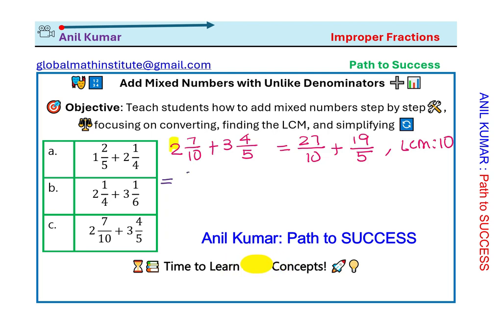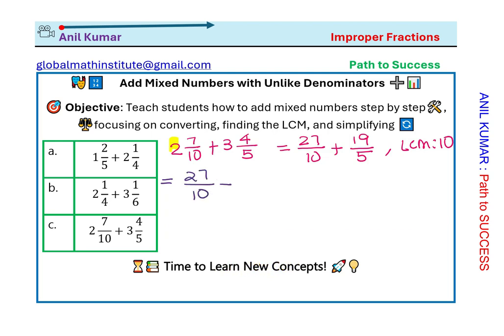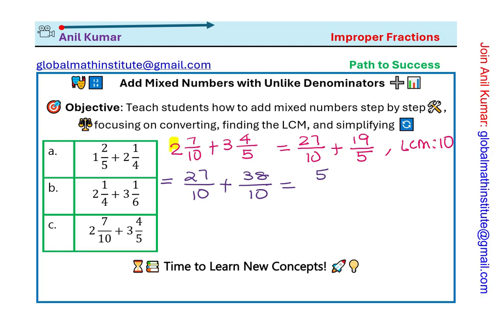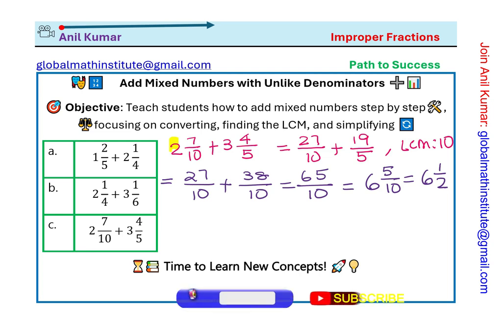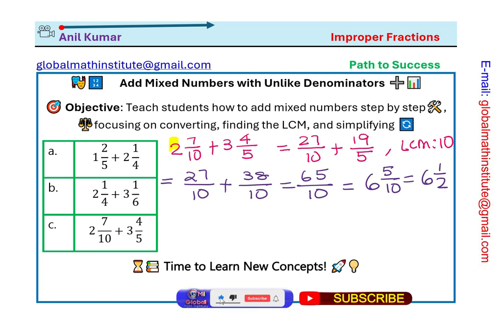So how do you make 10? Well, for the first one, it is already there. And for the second one, multiply by 2. So we have 38 over 10. Add them up. 8 plus 7 is 15, 5 and 1 carry, and 3 plus 2 plus 1 is 6, so 65 over 10. That means 6 wholes. And what are we left with? 5 over 10. We could reduce this and write this as 6.5. Right? So we could do that also. So I hope you have understood how we could do this question very easily, right?